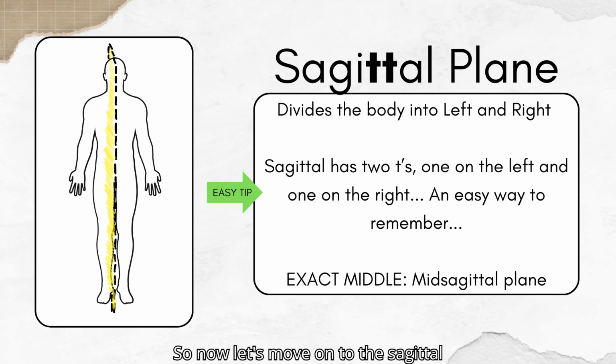So now let's move on to the sagittal plane. So the sagittal plane's function is to divide the body into left and right. And so an easy tip or easy way to remember this is because the word sagittal, just by looking at its structure, you can see that it has two T's in it. One T on the left and one T on the right. So that's just an easy or simple way to remember that the sagittal plane divides the body into left and right.